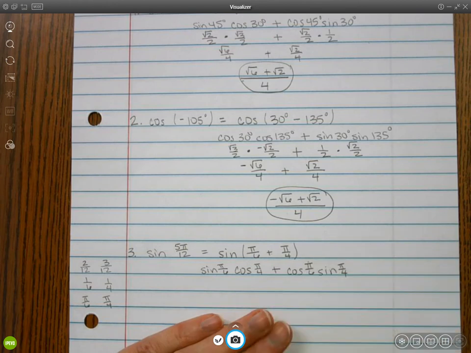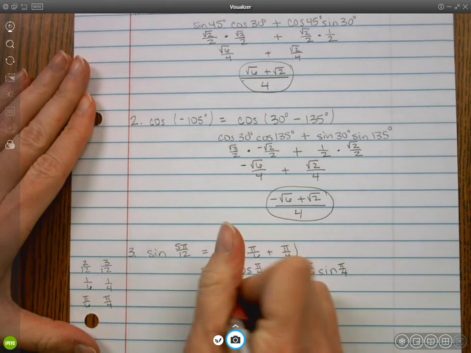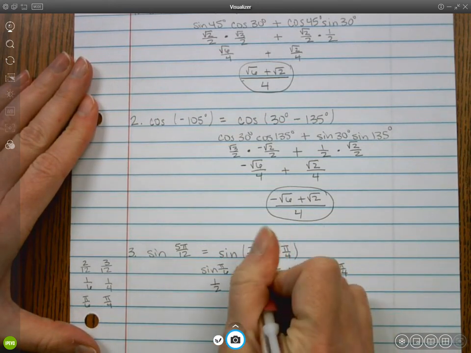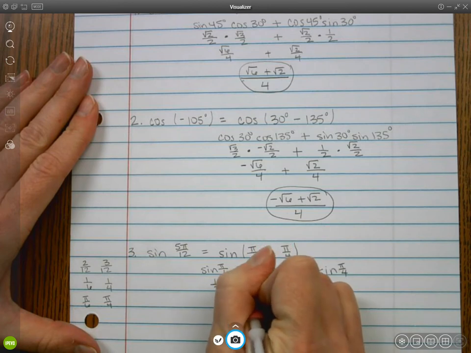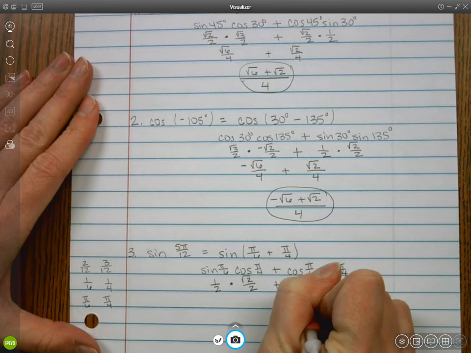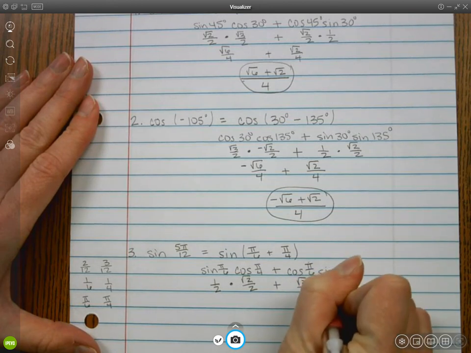And the sign in the middle stays the same, the sign, plus or minus. All right, so pi over 6 is the same thing as 30 degrees. So sine at pi over 6 is 1/2. Cosine at pi over 4, that's like 45 degrees, so that's root 2 over 2. Cosine at pi over 6 is root 3 over 2. And sine at pi over 4 is root 2 over 2.